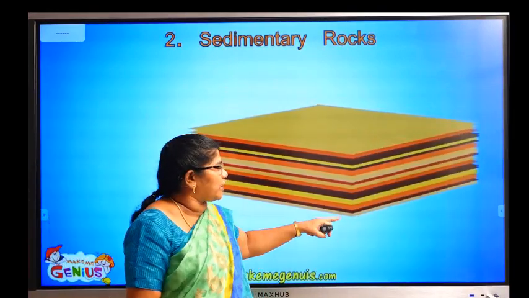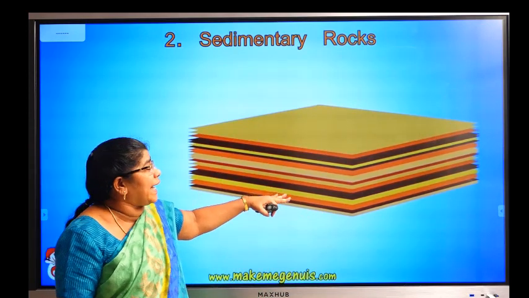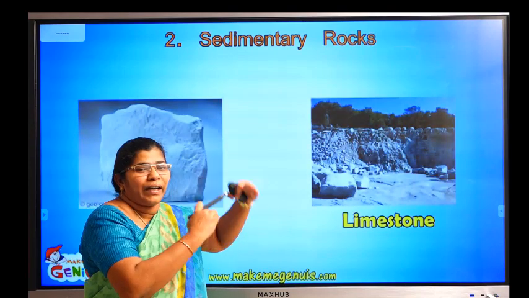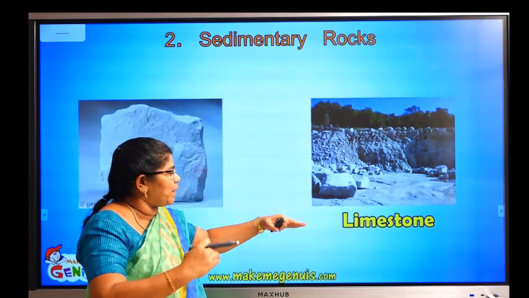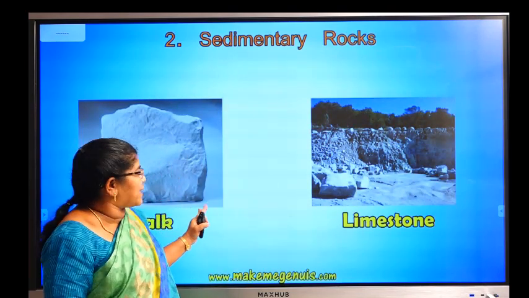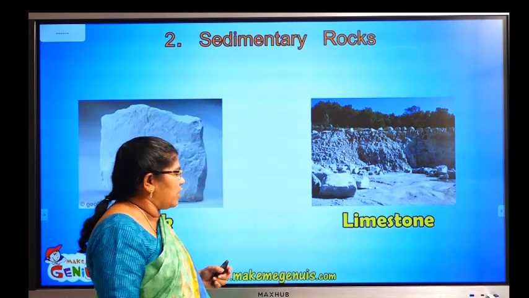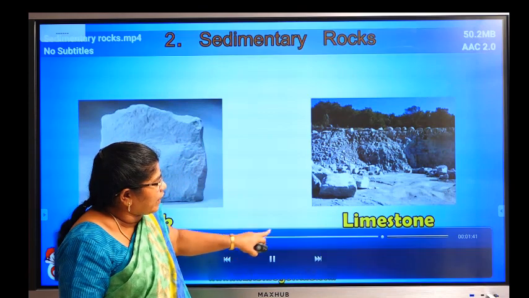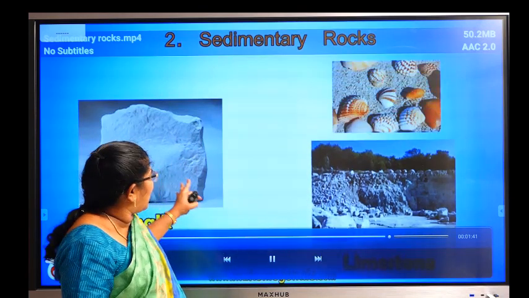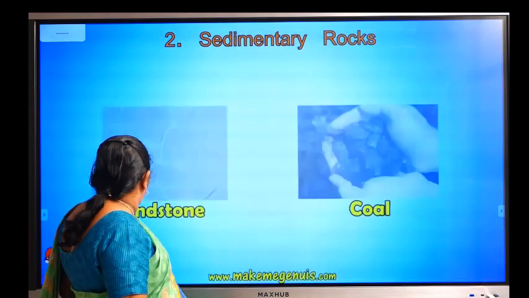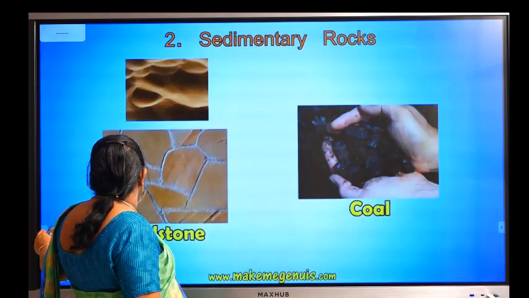Here you can say the sedimentary rocks may be layer by layer, right? It is not a single layer, but one after another. The main examples you can check are limestone and chalk. That is the main thing that you can see. The limestone and the chalk are layer by layer. We call it sedimentary rock.